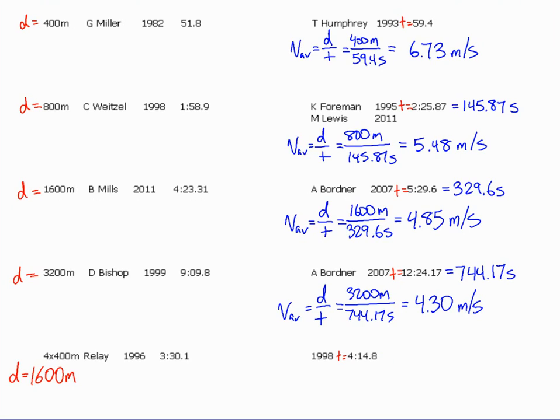The time we need to convert to seconds. 4 minutes, 14.8 seconds is 254.8 seconds. Your formula, average velocity is distance over time. 1,600 meters distance, 254.8 seconds for the time, and we find an average velocity of 6.28 meters per second.